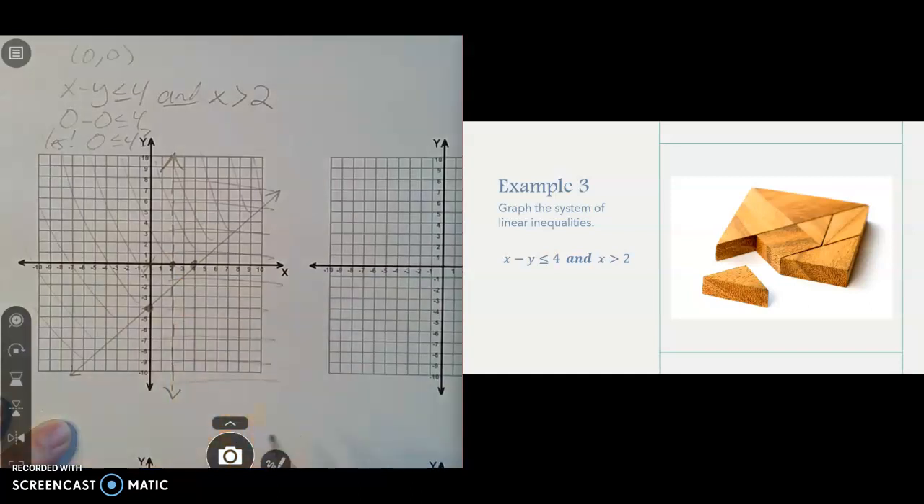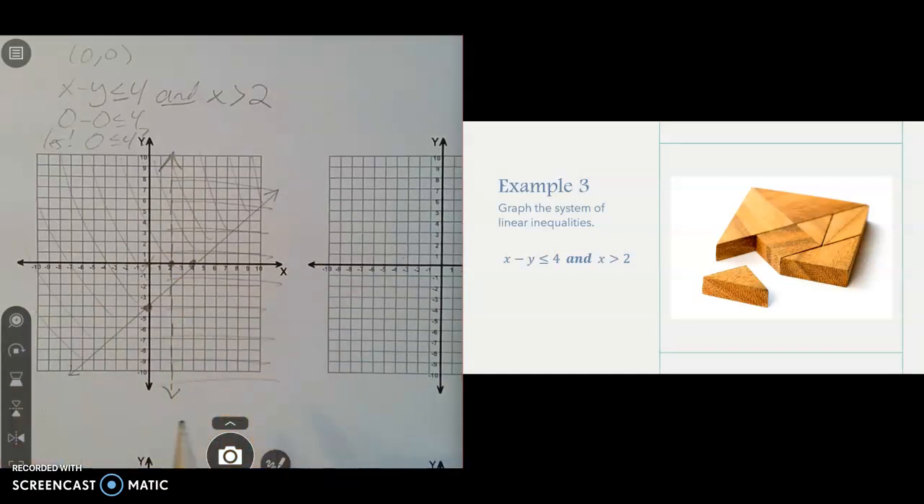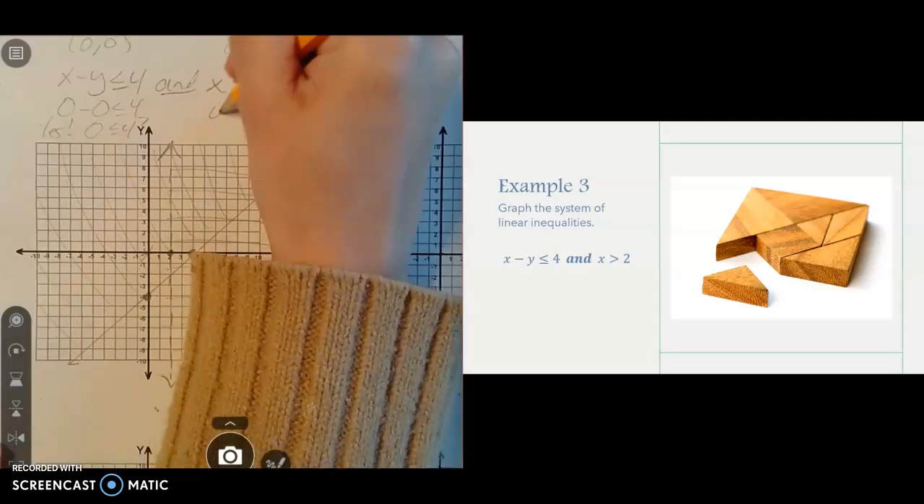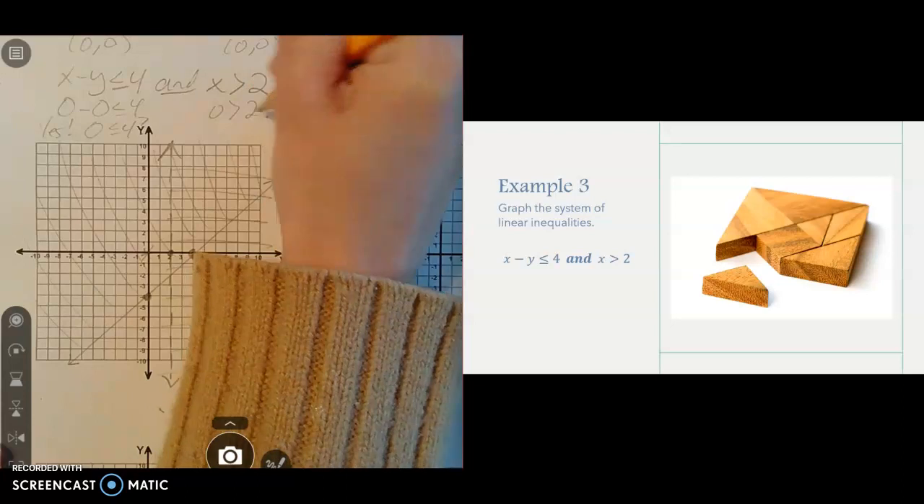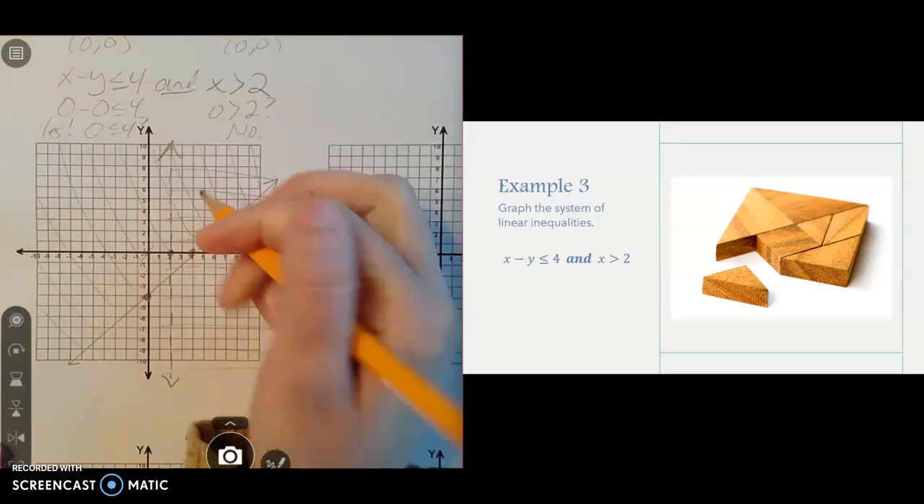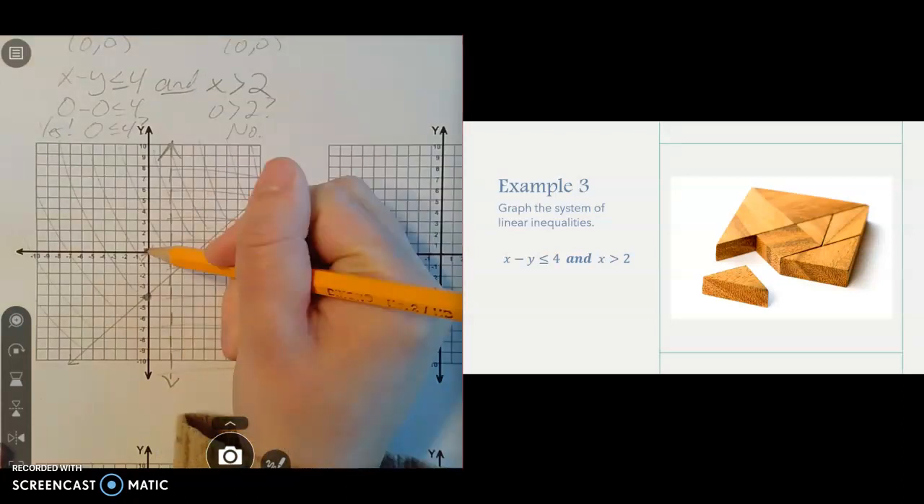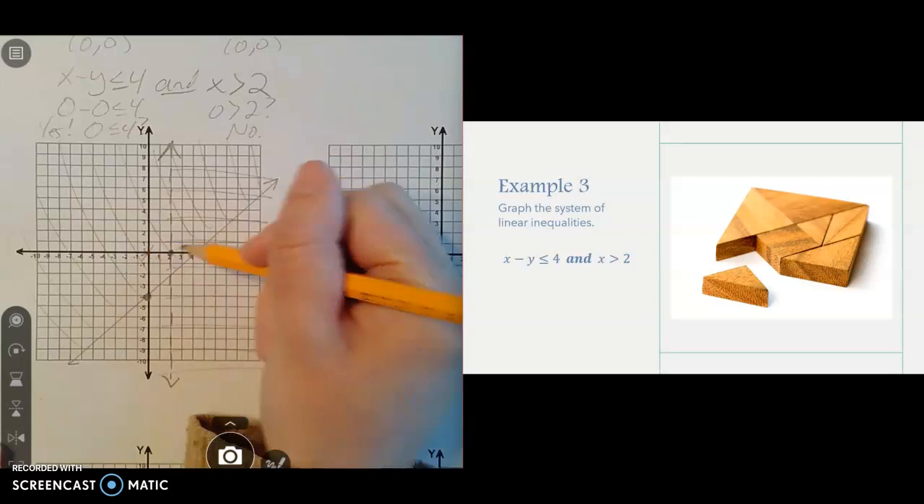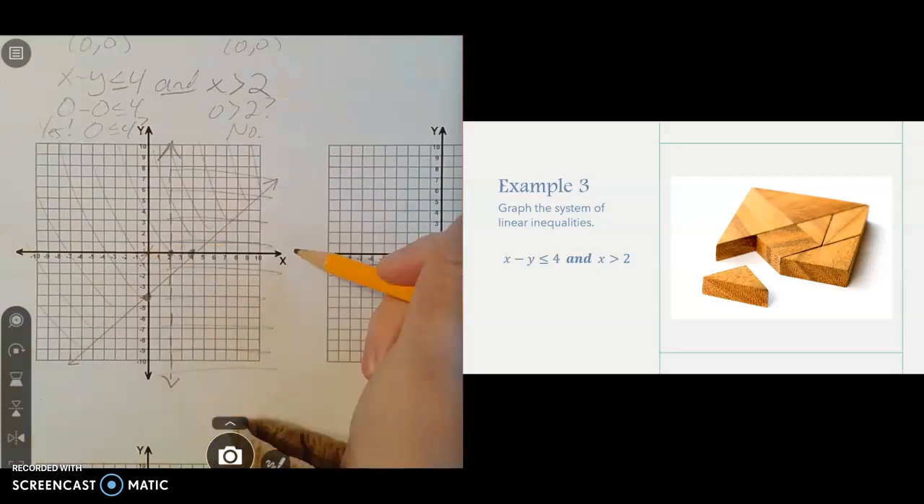Okay? But you can certainly do a test point. Even if you did that 0, 0 test point, you'd have 0 for x and say, is 0 greater than 2? Nope. 0 is not greater than 2, so you don't shade towards 0, 0, you shade towards the other side. So the test point still works.